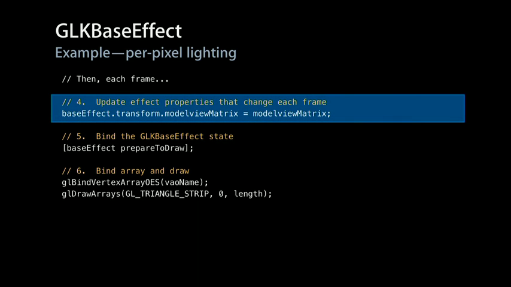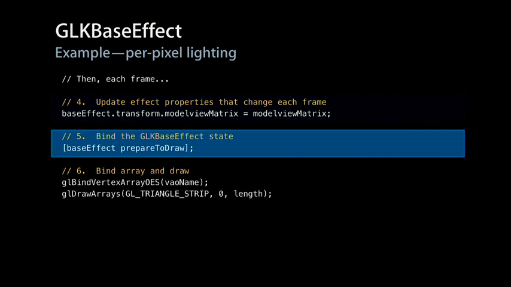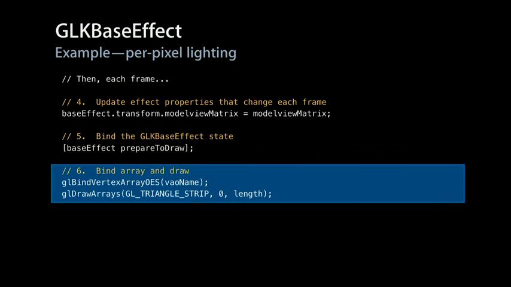Now for each frame, we update any base effect properties that have changed, like the current transformation. We tell the base effect to prepare to draw, which binds its state. And then we just draw normally. We bind our vertex array and call GLDrawArrays or GLDrawElements. And with this, we can move an entire application from ES 1.1 to 2.0.